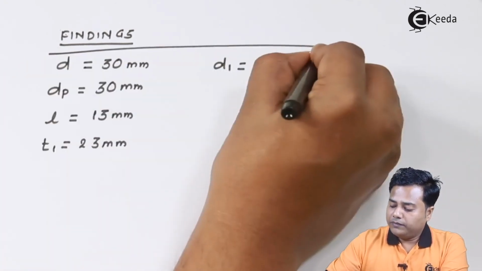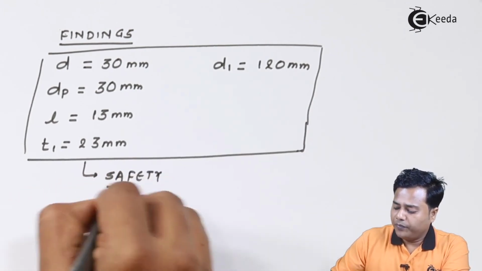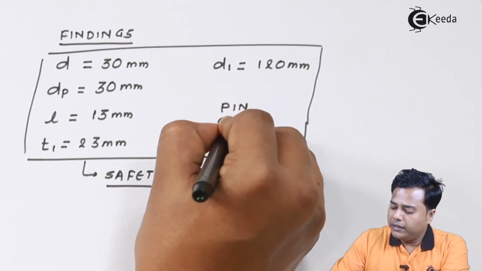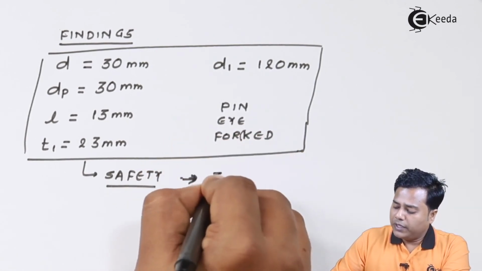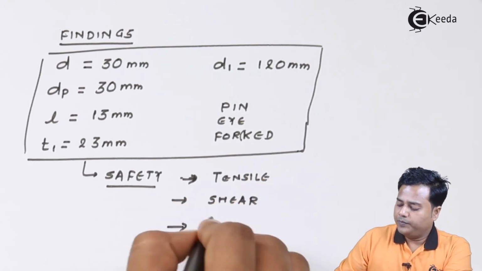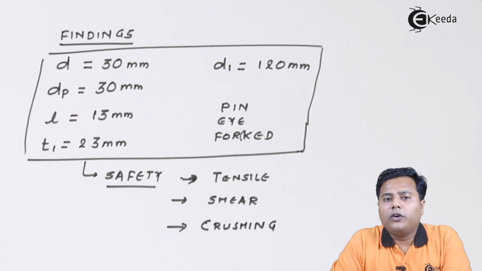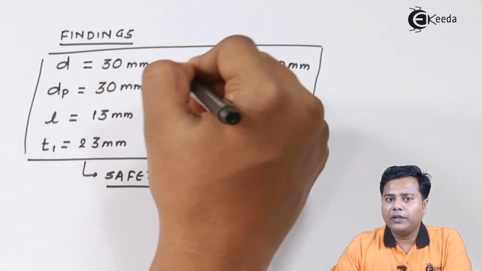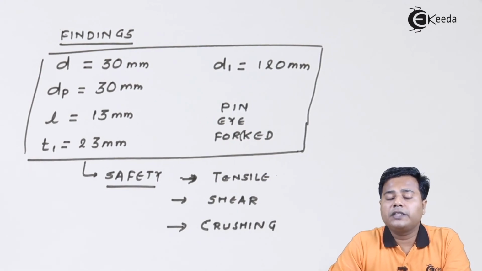And then using all these values, we found safety for all these parts, right from the pin, then eye end and forked end. Forked end, safety we found for tensile load or tensile stress, then shear, and then crushing. If you remember, we had discussed only these three types of failure modes of knuckle joint, and since the parameters which we have found out for the given material and for the given loading condition are safe in all these three aspects, this design of knuckle joint is completely safe.